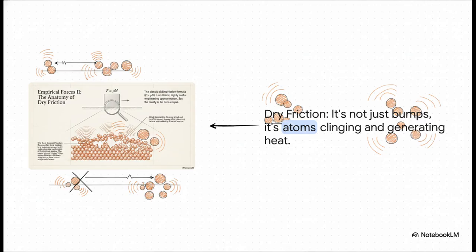And it's the exact same story with something like friction. That classic formula you learned in school is great for building bridges or cars, but what's really going on when two things slide? It's not just little bumps grinding past each other. It's atoms literally grabbing onto each other, surfaces getting squished and deformed, and all that motion creating vibrations we feel as heat. It's a beautiful mess.